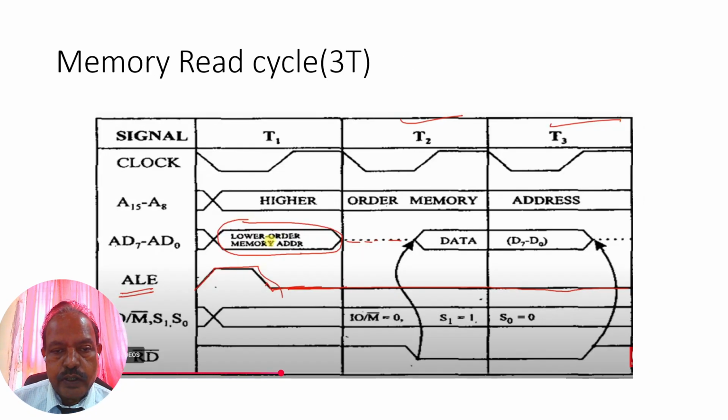Then we are going for the memory read. Memory read, how many time states does it take? It takes three time states, so I have written T1, T2, T3. So the same clock, you put it there. First one is the clock.